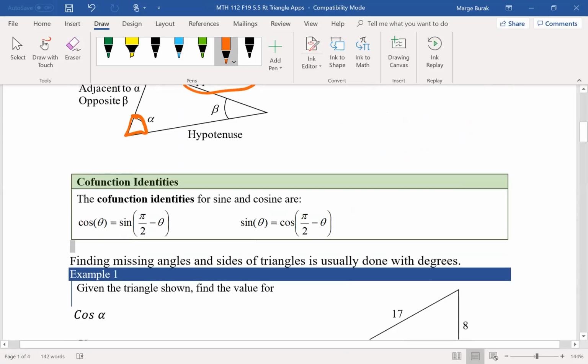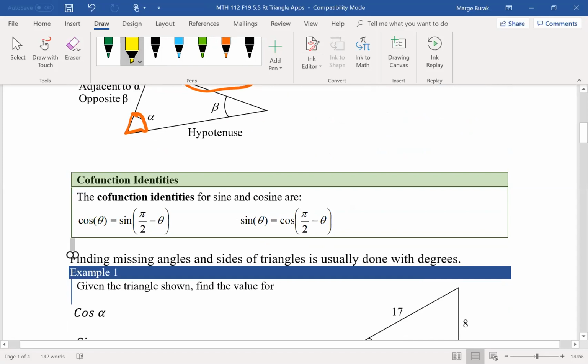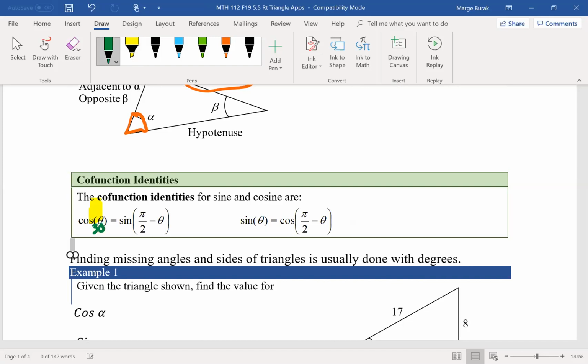There are some cofunction identities, which is mostly just for your information. The cosine is the same as the sine of 90 degrees, or pi over 2, minus that angle. So in other words, the cosine of 30 degrees would be the sine of 90 degrees minus 30, which would be the sine of 60. Those are called cofunction identities. So that might come up. It's in this section, and I thought I would mention it.